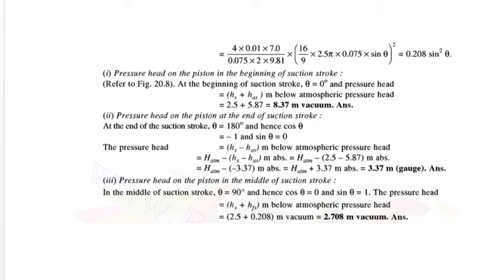But frictional head will be present at the middle of the stroke because the value of sin theta is 1. So the total pressure head at the middle of the stroke is HS, that is suction head, plus HFS, that is frictional head in the suction pipe. HS is 2.5, HFS is 0.208 meter vacuum. So this value you will get in vacuum.